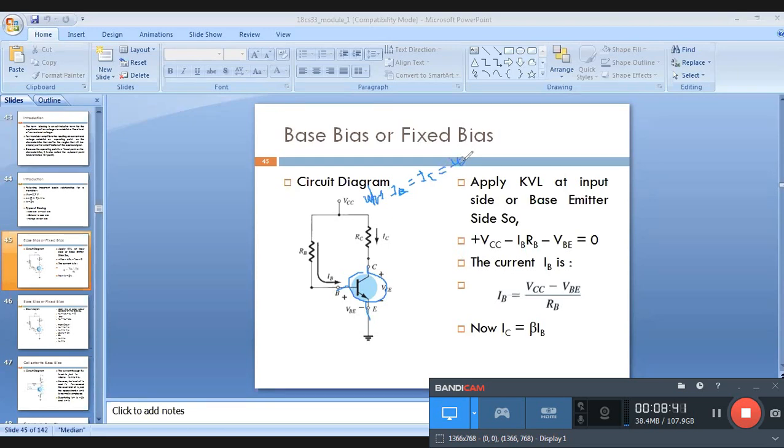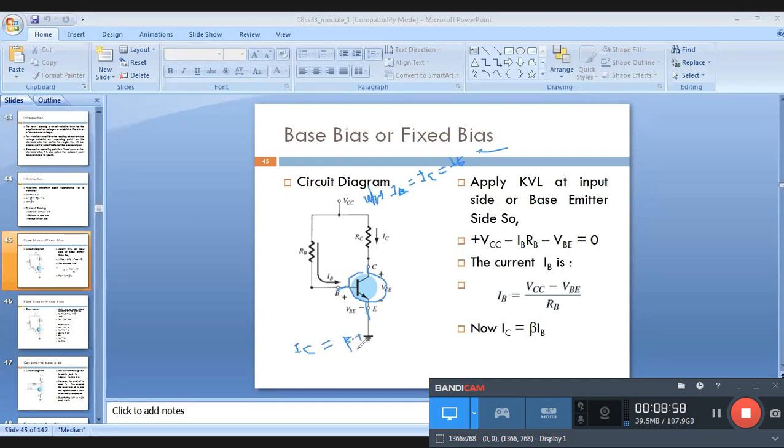You can read as constant. See here, you have to find out the IC. What you have to write? IC is equal to beta into IB.